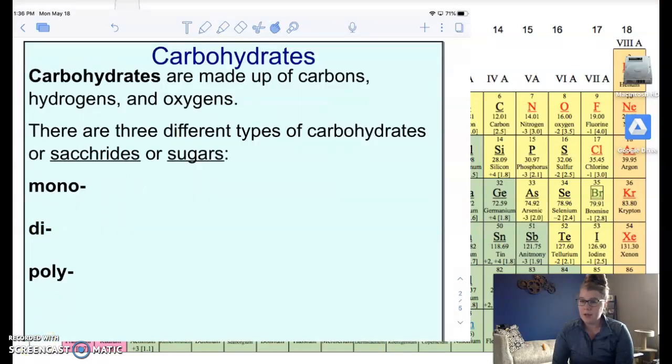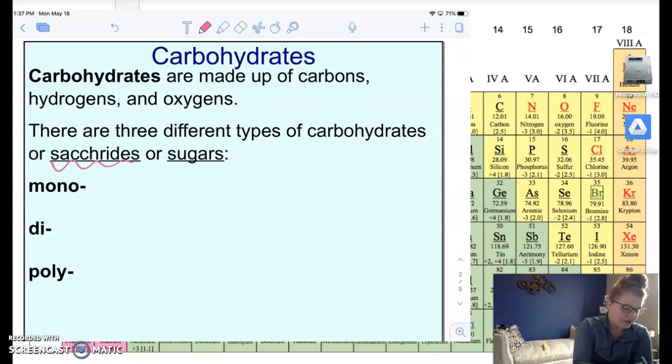So starting with carbohydrates, as the name kind of implies, carbohydrates are made up of carbon, hydrogen, and oxygen, which are the only three elements that we've talked about up until this point in regards to organic molecules. So carbohydrates are made up of those three elements, and there are some different words that can be used to describe a carbohydrate, and you've probably heard of these before. One of them is a saccharide. So a saccharide is another word that's also used for carbohydrates, and another word is actually sugars.